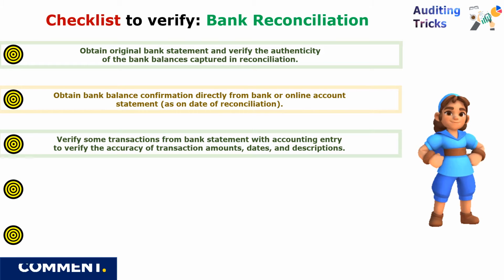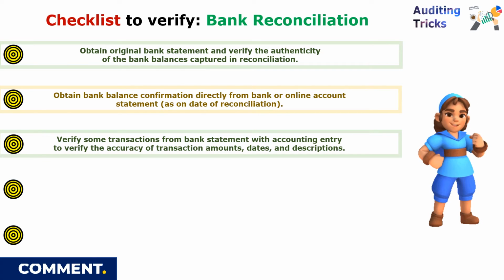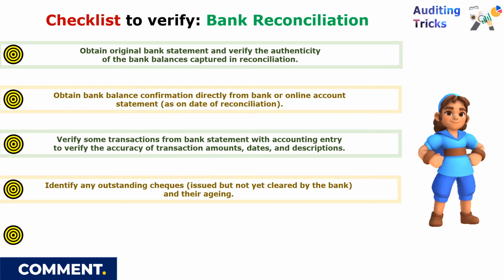You can verify some of the transactions from bank statement with the accounting entries which were posted in the books of accounts. It will help to verify the accuracy of the transaction, their amounts, whether it is posted on time, within the dates, and the description is also correct. You can identify any outstanding checks as well, like there are checks which were issued but not yet presented in the bank. They will be coming as a gap in the bank reconciliation, and you can verify since how long they are being kept like that.